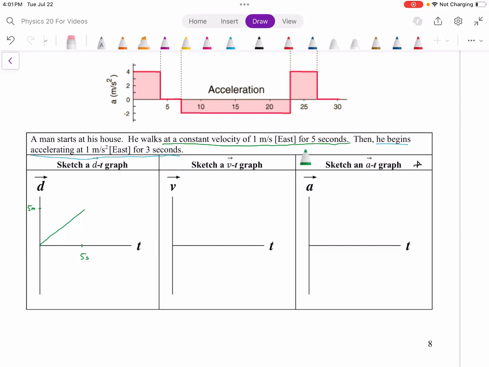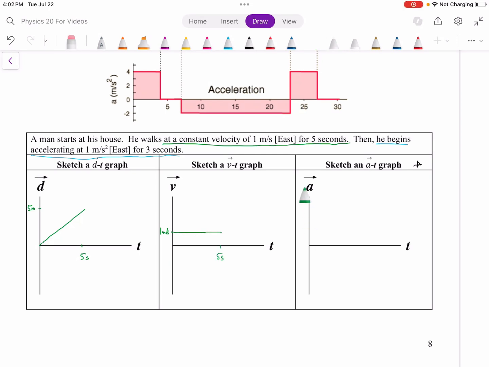But let's now do the same thing for the velocity time graph. A constant velocity of 1 meter per second east for 5 seconds. What's that going to look like on a v-t graph? Well, his velocity is 1 meter per second to the east, right? And that doesn't change. It's constant for 5 seconds.